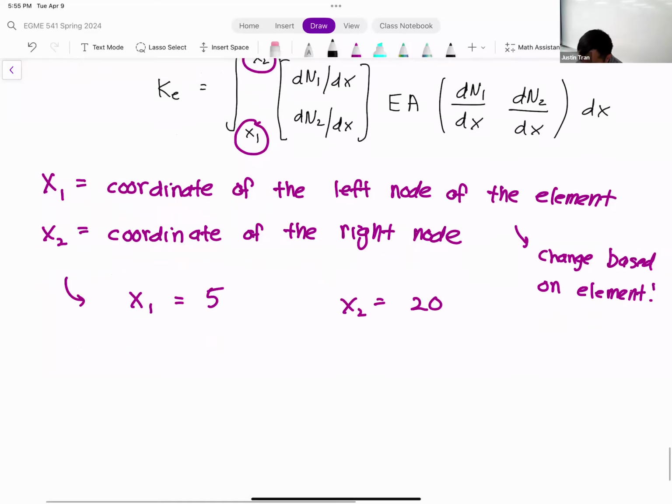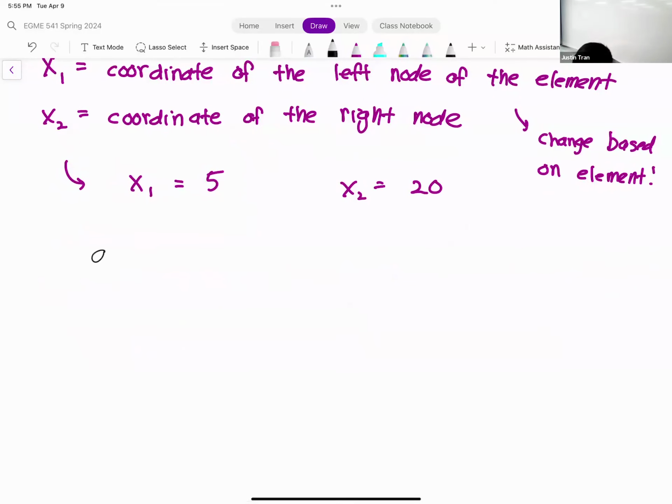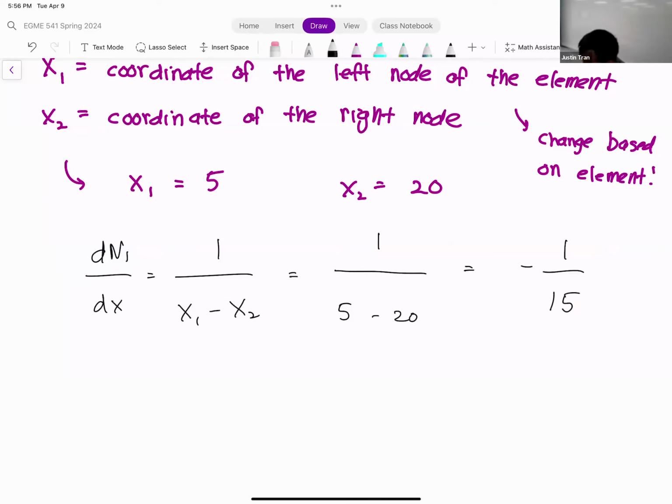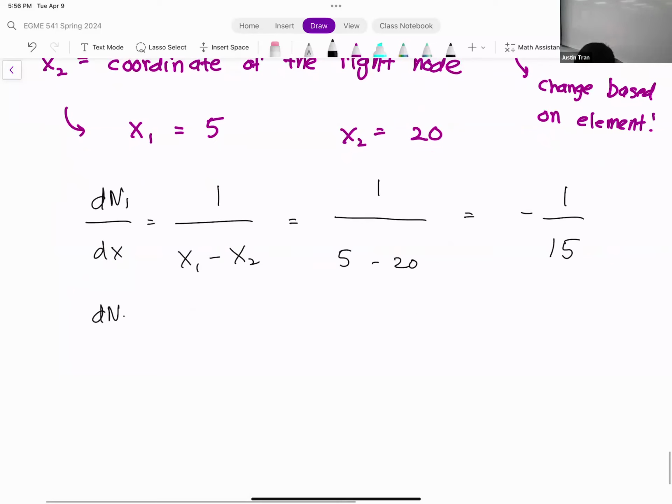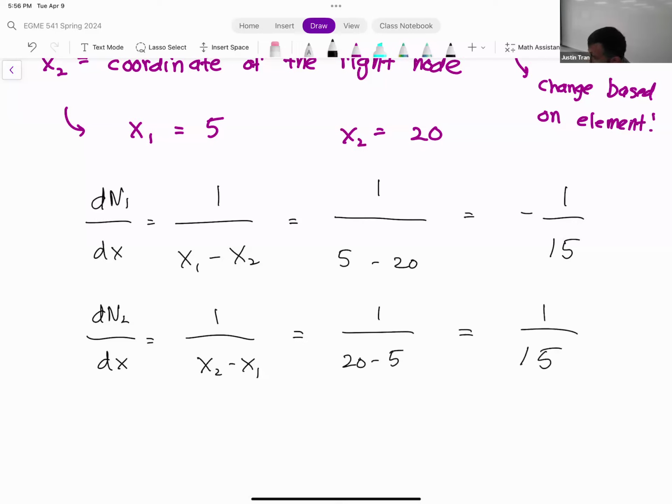Okay. So that means when we compute our shape function derivatives, dN1/dx, we know this is equal to 1 over x1 minus x2. If we plug that in for this particular element here, this would be 1 over 5 minus 20, which is minus 1 over 15. And then dN2/dx is equal to 1 over x2 minus x1, which is equal to 1 over 20 minus 5, which is a positive 1 over 15.